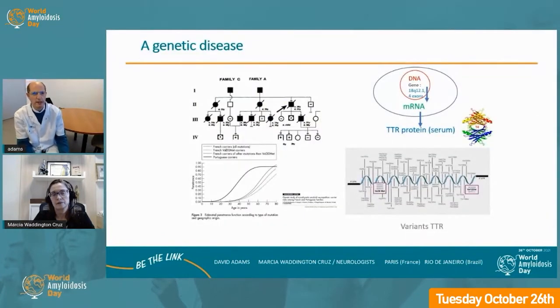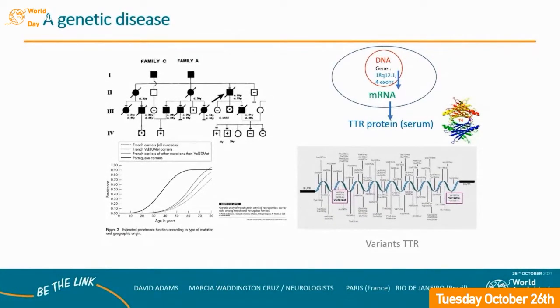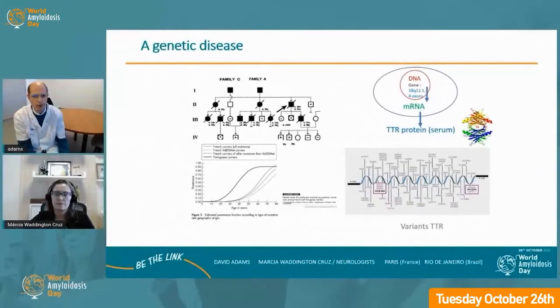Hereditary amyloidosis with transthyretin, as you can see, is hereditary. It's autosomal dominant transmission, from parents to children, 50-50, from both sexes. It's adult onset, affecting adults from age 20 to more than 85. It depends on the mutations and the country. There are more than 100 variants in the TTR gene, a small gene of 4 exons.